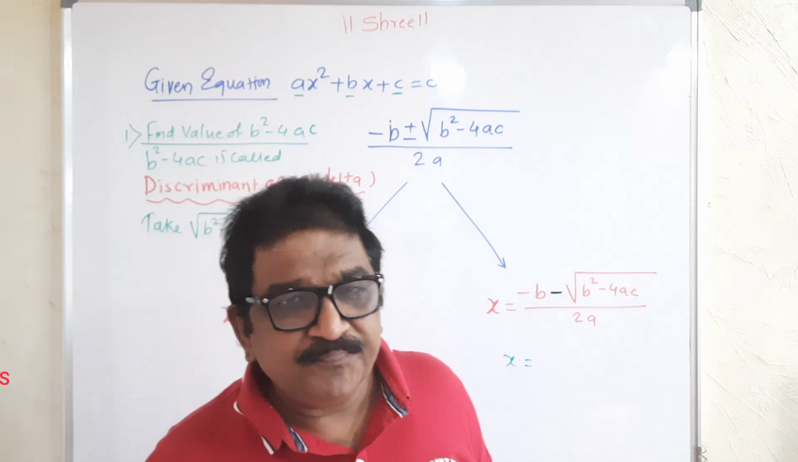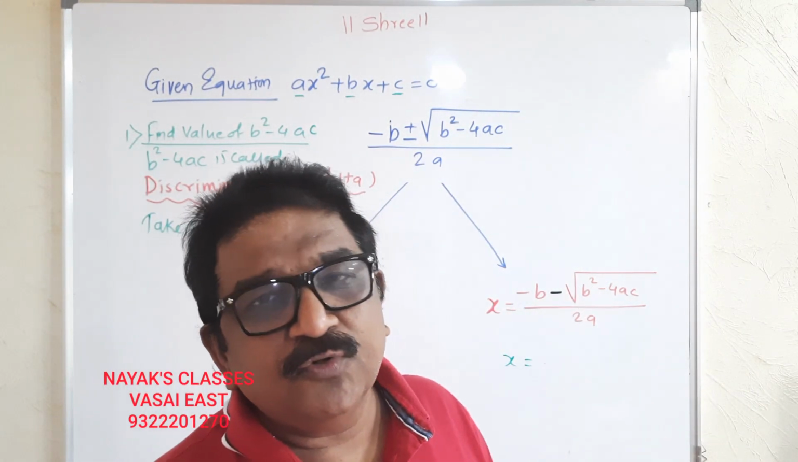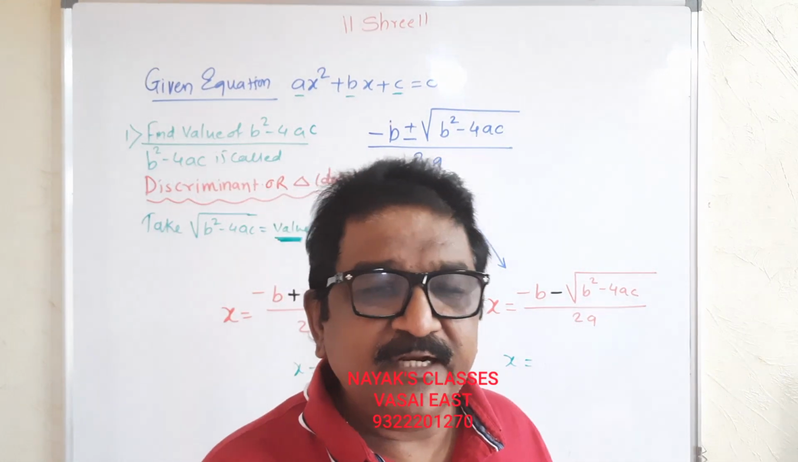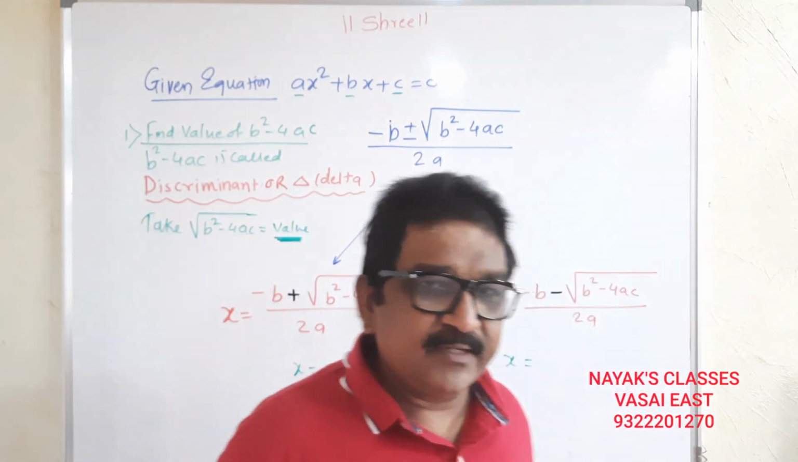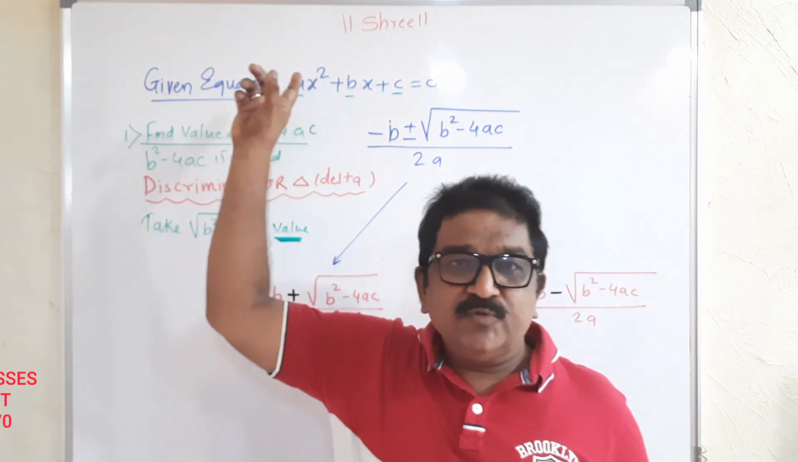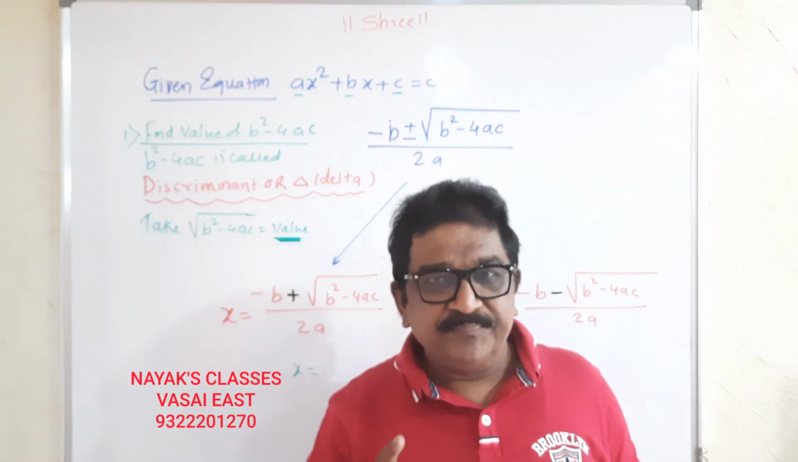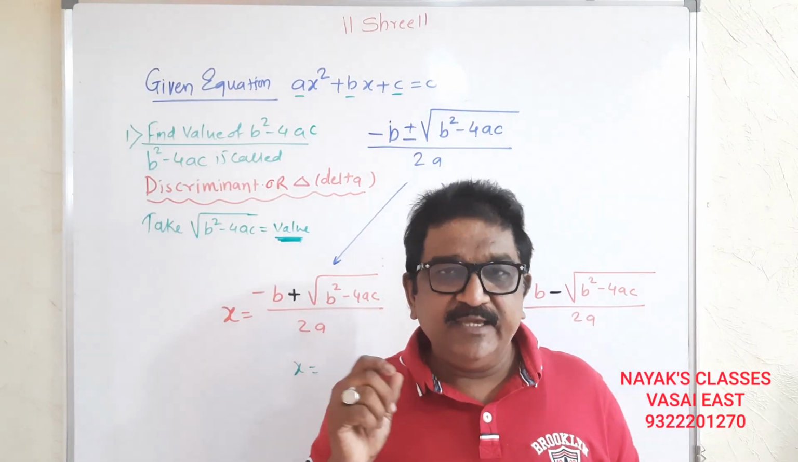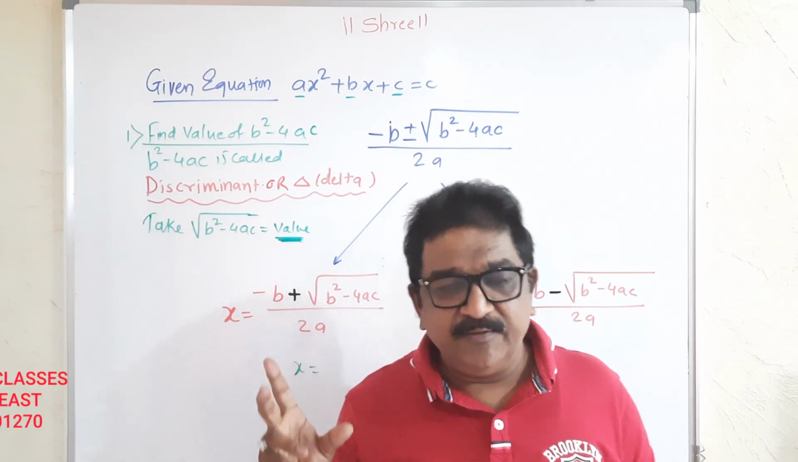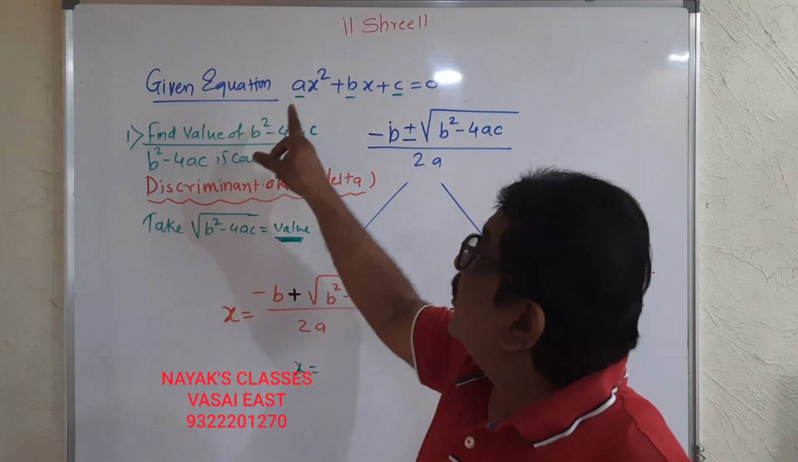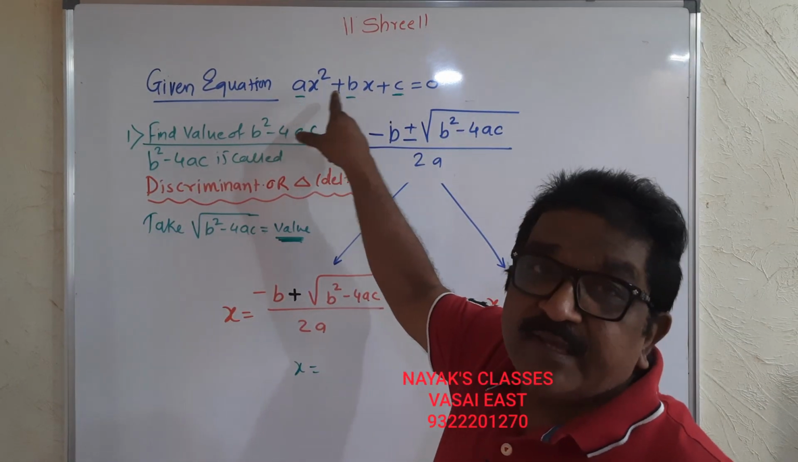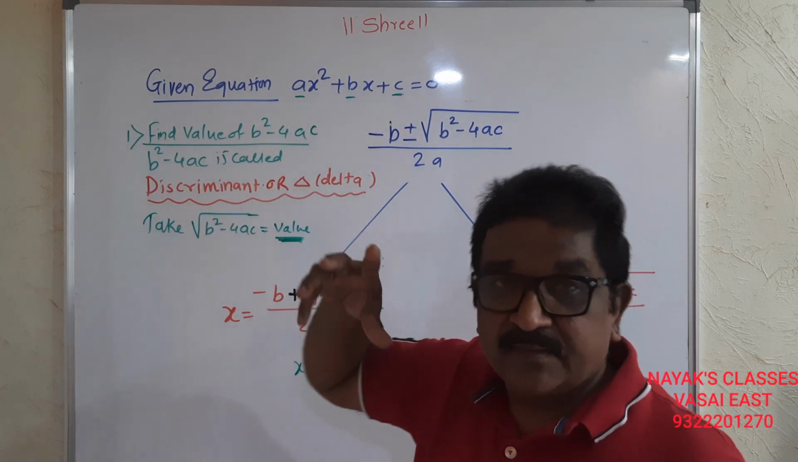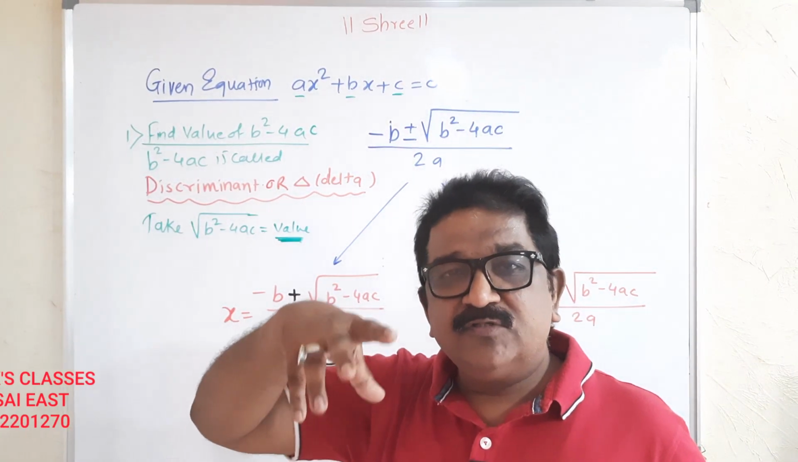See what to do. First, you know the standard form of quadratic equation. It is ax square plus bx plus c. First we have to find values of a, b, c. They are in the equation. We have to just take out.